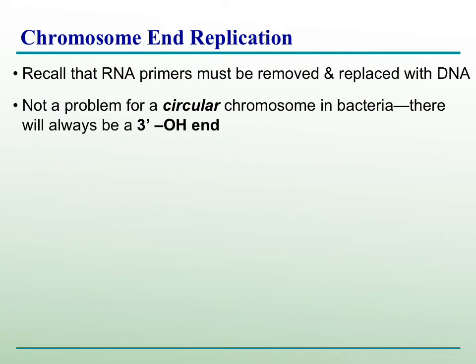Eukaryotes also have another difference from prokaryotes. We know that RNA primers are removed by DNA polymerase I and have to be replaced by DNA nucleotides. This isn't a problem for a circular molecule in a bacteria cell because there's always a 3' hydroxyl available for DNA polymerase I to add new DNA nucleotides to.